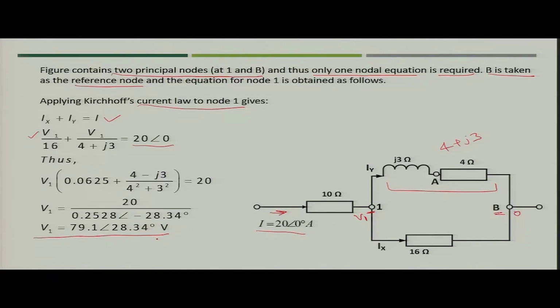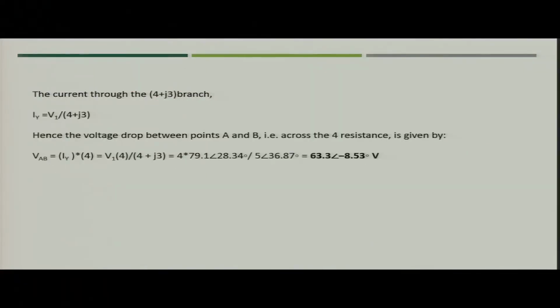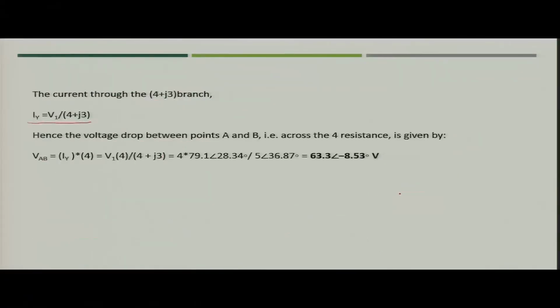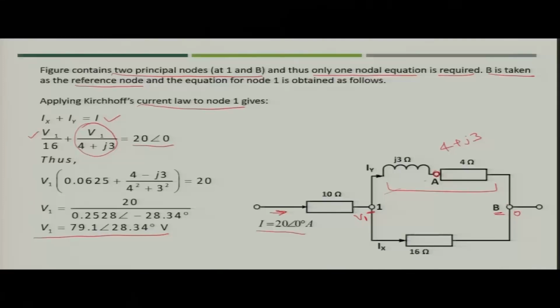So, you got the value of V1, but your objective is to find the value of VA. So, what you will do? You have to first find out the value of current IY, that is nothing but V1 upon 4 plus J3, because IY is nothing but V1 upon 4 plus J3. Now, we have to see what is the drop in this particular segment, that is between A and B. So, what you will do? You will use Ohm's law, and whatever the current is flowing, that is IY, multiplied by the resistance 4 would be the voltage at node A.